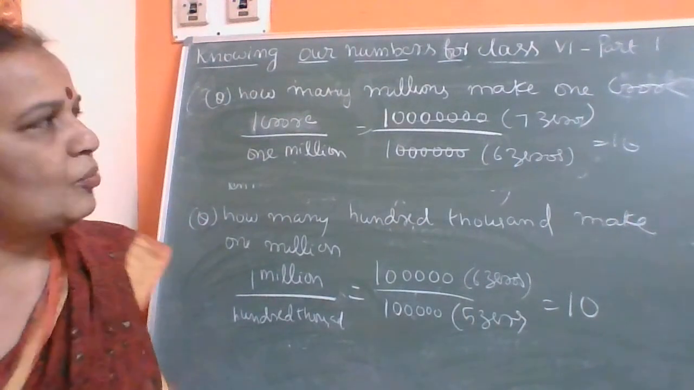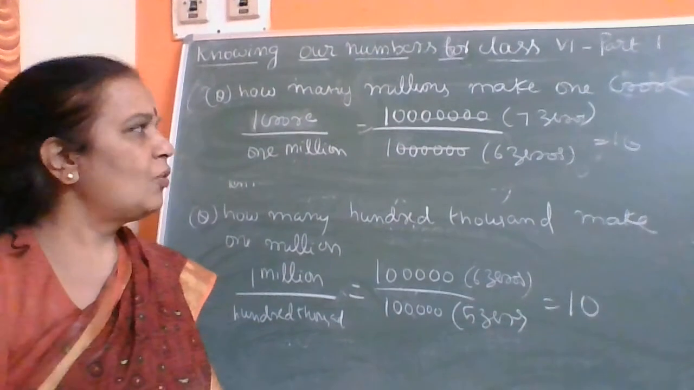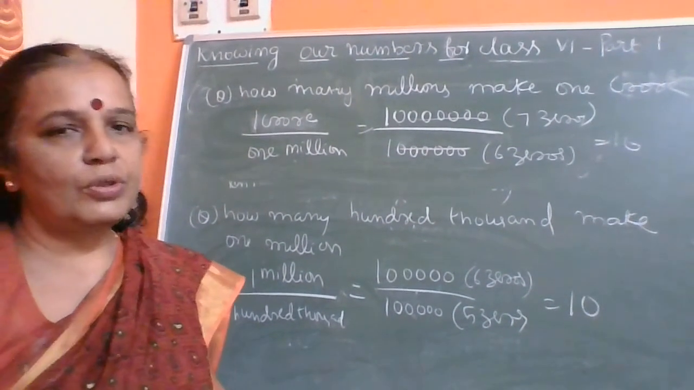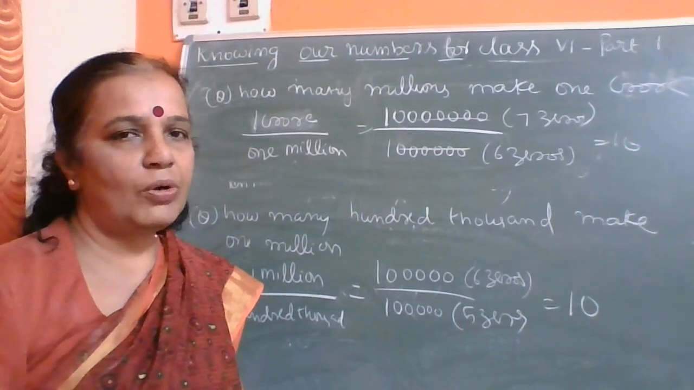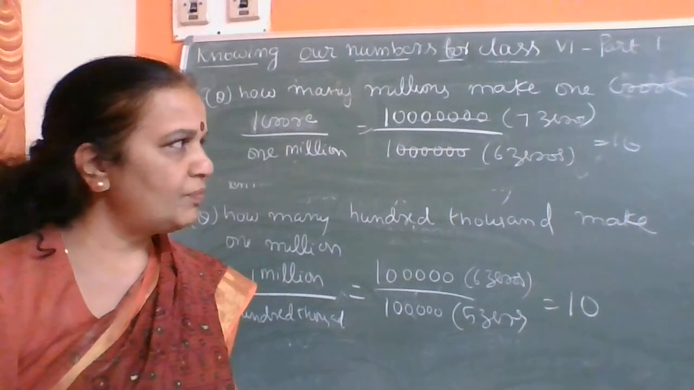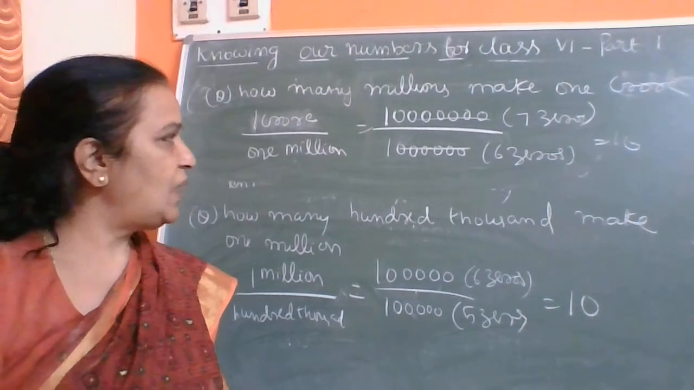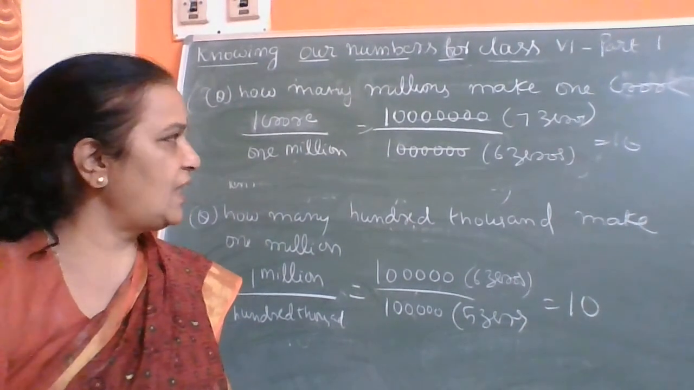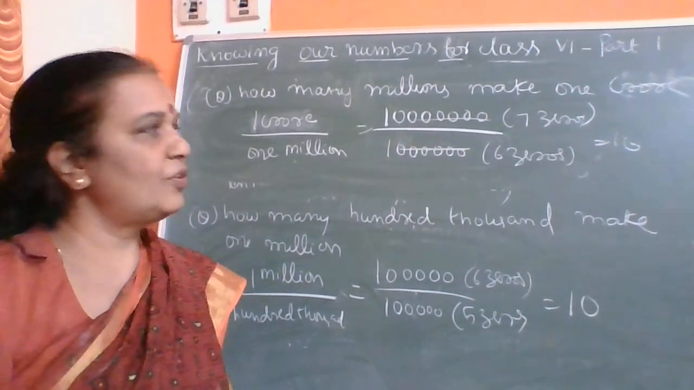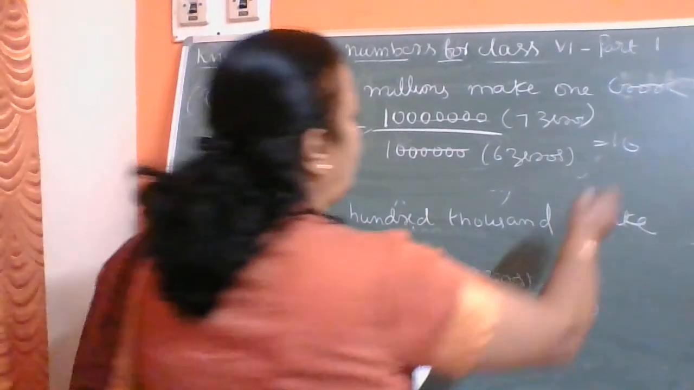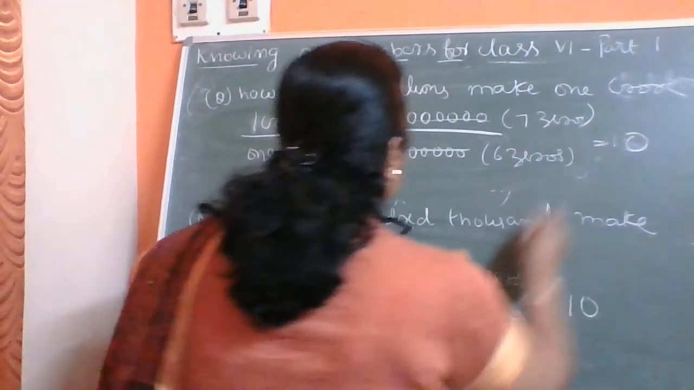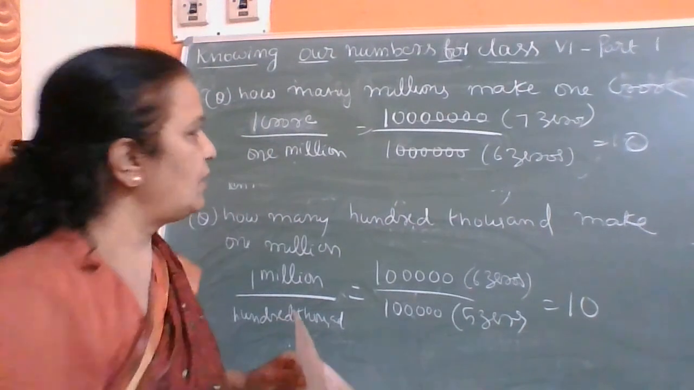How many millions make 1 crore? 1 crore means 1 followed by 7 zeros, and then 1 million means it is 10 lakhs, that is 6 zeros. Therefore 10 millions make 1 crore.